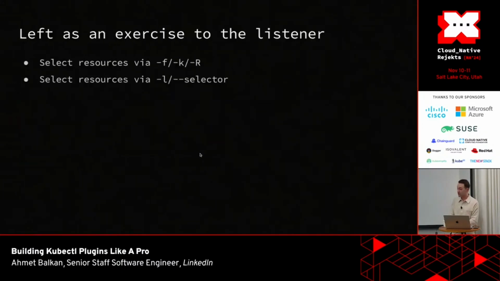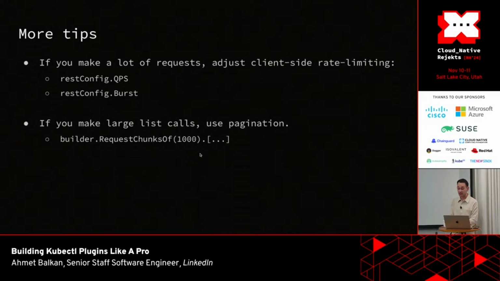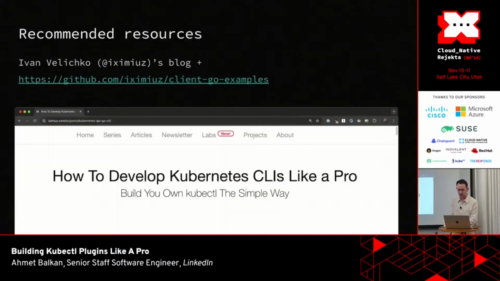We didn't show how to select from a file or use selectors, stuff like that. More tips: adjust your client-side rate limiting. If your plugin is querying a lot of stuff, you're going to run into rate limiting. And if you make a large list of calls, maybe paginate them, specifying something like 1,000, so that you don't overload the API server with a lot of memory usage. A lot of what I explained was actually in a blog post. I discovered that while I was writing the talk, unfortunately, and there are good examples. So take a picture of this slide. It's a good idea.